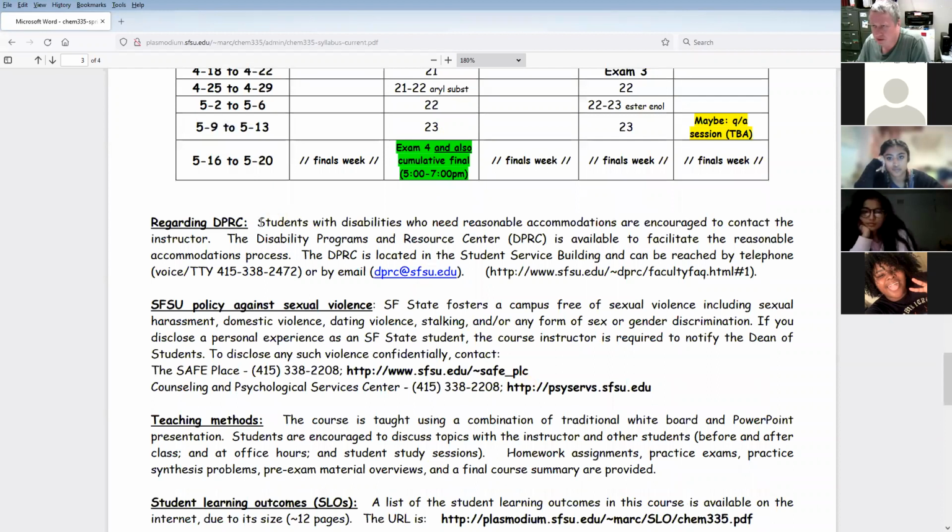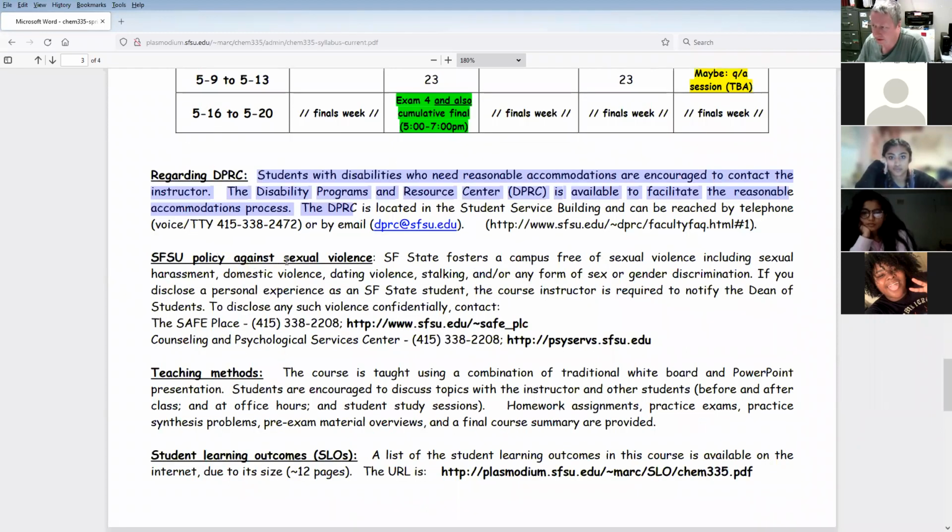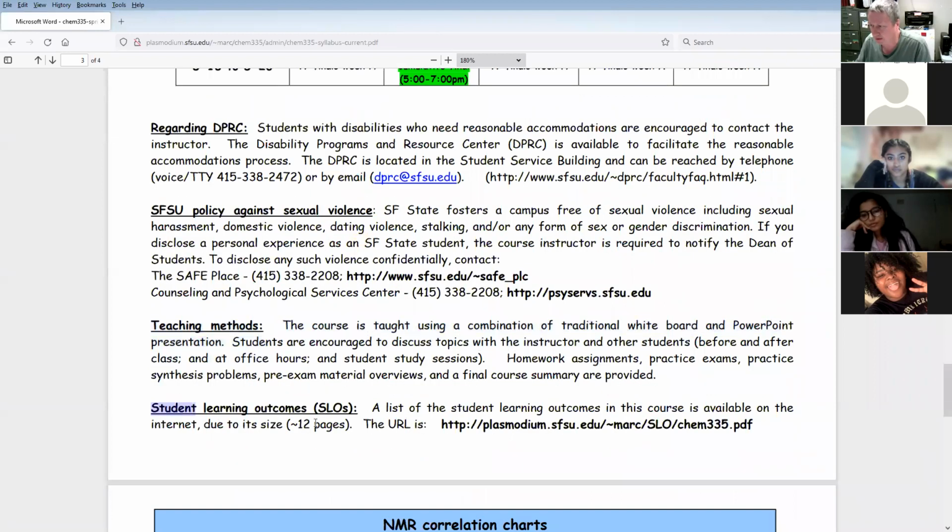DPRC students, if you are a DPRC student, you get extra time in the course. Contact me and contact the DPRC office. There's a policy against sexual violence that you can read about in the syllabus. Teaching methods, mostly it's whiteboard and PowerPoint, and I do the best I can using remote learning to accomplish that also. We also have a set of student learning outcomes that are on my website too.